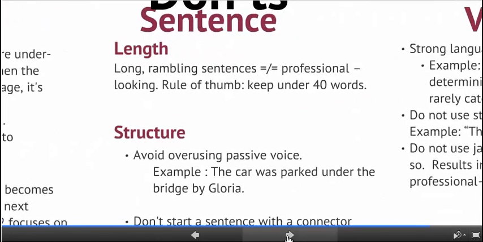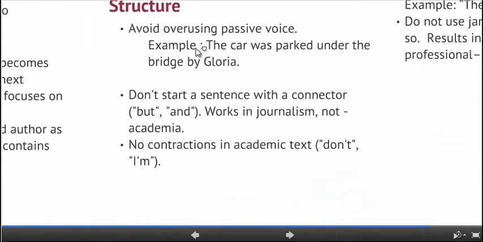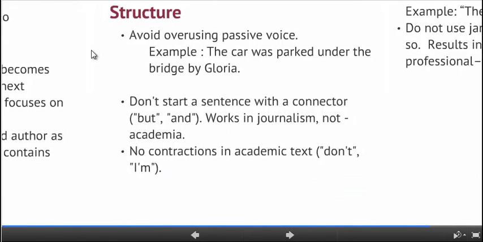For sentences, avoid those long rambling sentences. They do not necessarily look professional. So keep the sentence under 40 words. Avoid using the passive voice when it comes to the structure of the sentence. This is an example. The car was parked on the bridge by Gloria. It's just a really slow and sluggish sentence, and you could have written the same thing using the active voice instead.